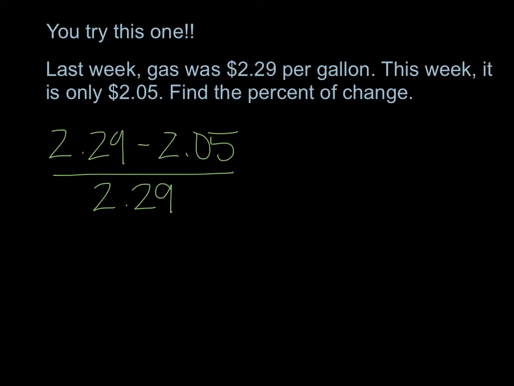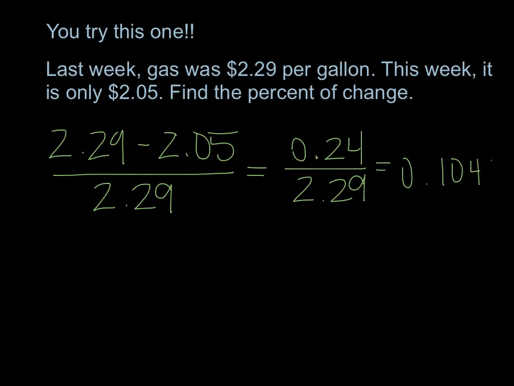2.29. When I subtract those amounts, I got a difference of 0.24 over 2.29. And when I divided those, I got 0.1048, and it keeps going. So when I move my decimal point twice over, I get 10.48%. And since the amount went down, that's a decrease.